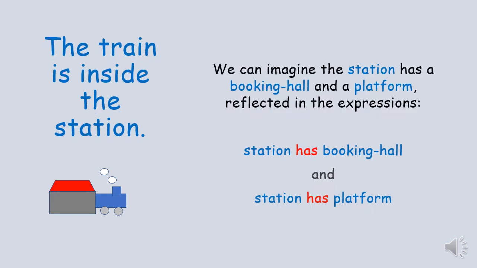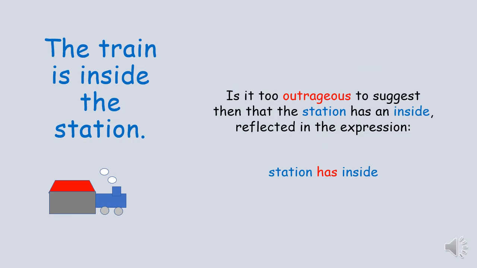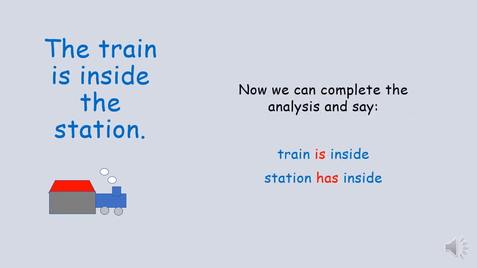We can imagine that the station might have a booking hall and a platform, reflected in the expressions station has booking hall and station has platform. So I wonder then, is it too outrageous to suggest that the station has an inside, reflected in the expression station has inside? If we can accept this idea, then now we can complete the analysis and say train is inside, station has inside.